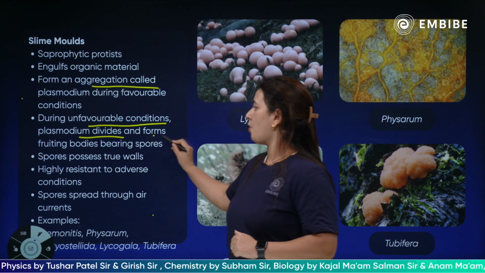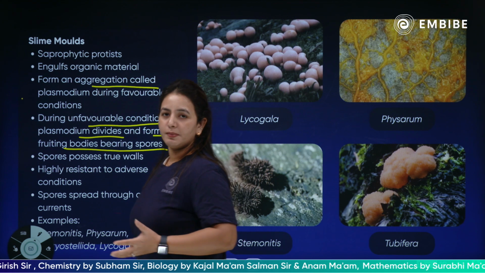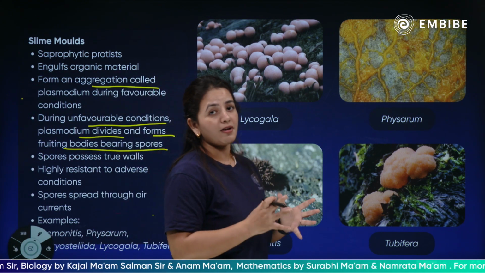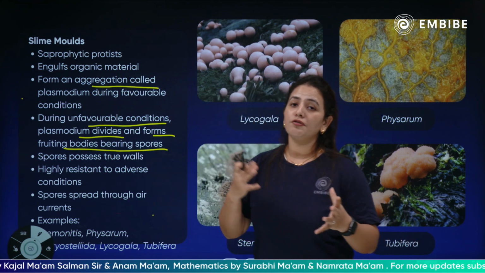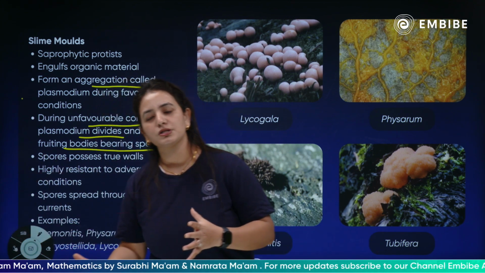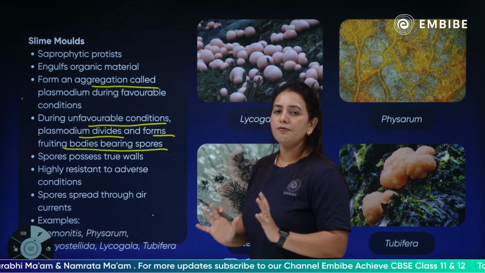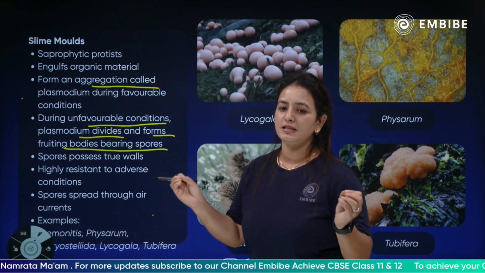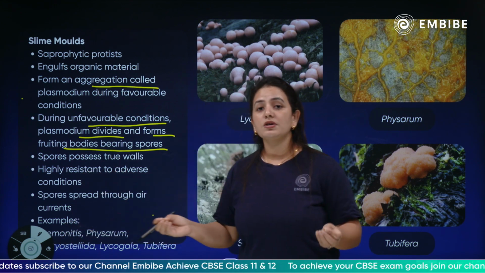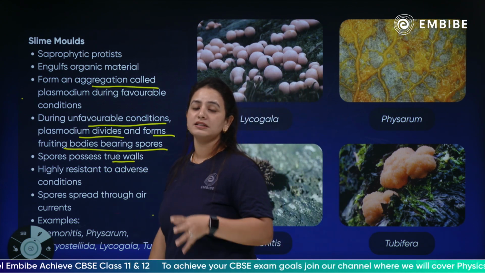but during unfavorable conditions, the plasmodium divides and forms fruiting bodies which bear spores. So when the outside conditions are not favorable, they form a plasmodium-like structure to survive, but when the outside conditions are stable, they form the spore-bearing body, the fruiting bodies which bear spores. These spores have true walls which are highly resistant to adverse conditions.